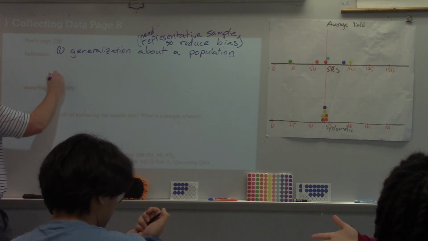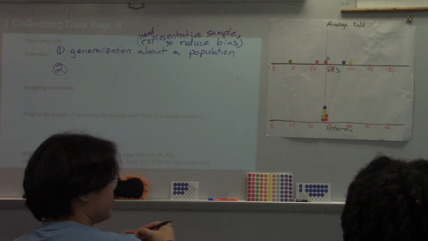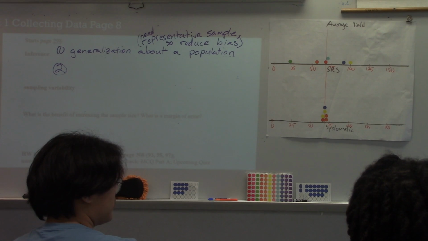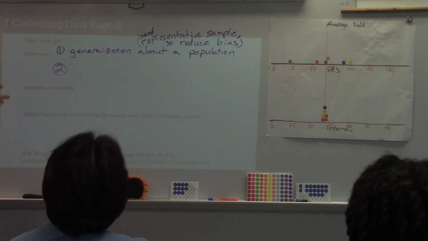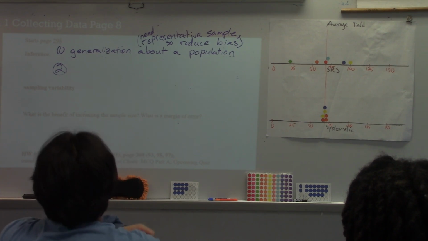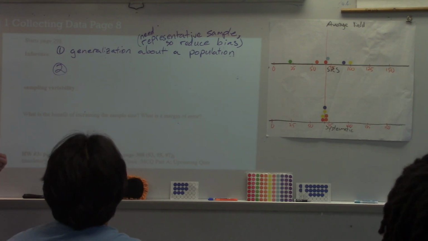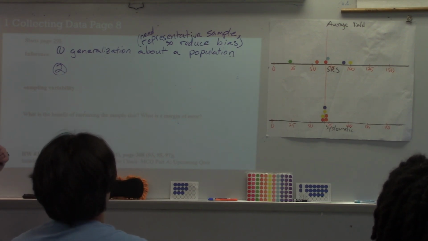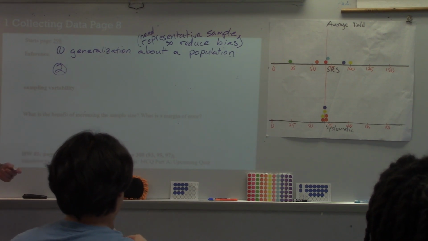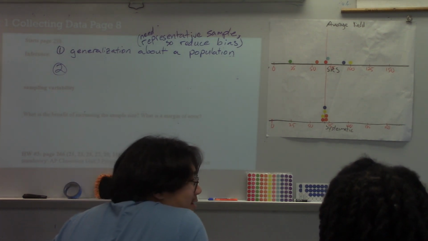Does anyone know the other inference we like to make? How do you know what the mark is? Exactly, because if there's bias, then how do you find it? Well, that's where we have to study the principles of good study design and do everything in our power to reduce the effects of bias.